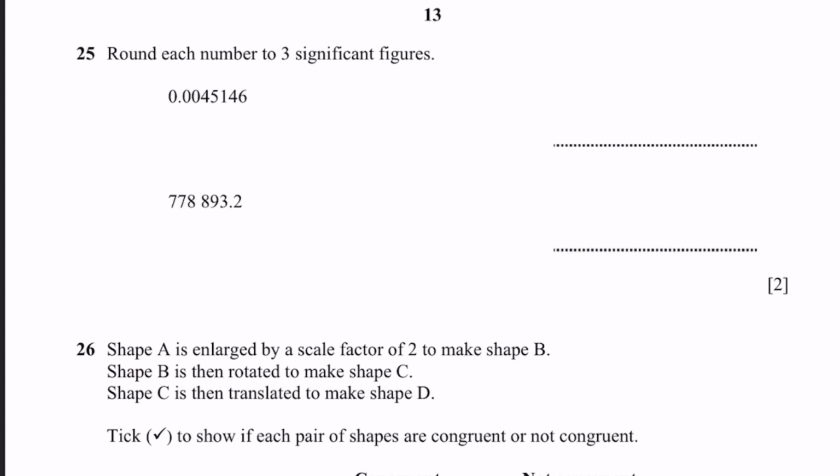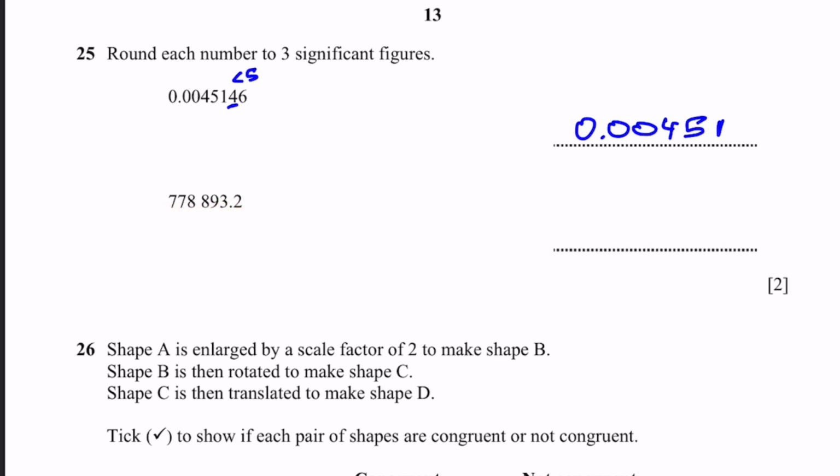Question 25. Round each number to 3 significant figures. 0.004546. Over here, because there are zeros at the start of the number before any other digit comes, these zeros are not counted as significant figures. So 4 is actually the first significant figure, 5 is the second one, and 1 is the third one. The fourth significant figure is 4 right there. This 4 is less than 5. That's why we keep the digits the same. We do not add anything, so 0.00451. That's the answer.